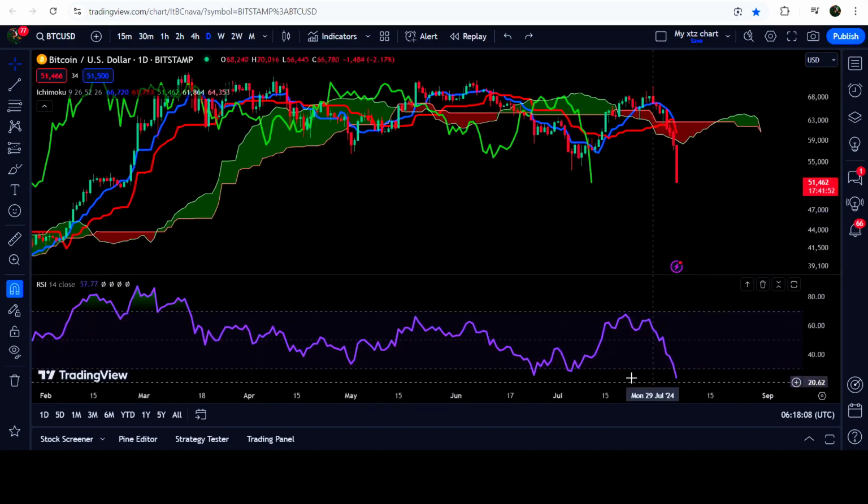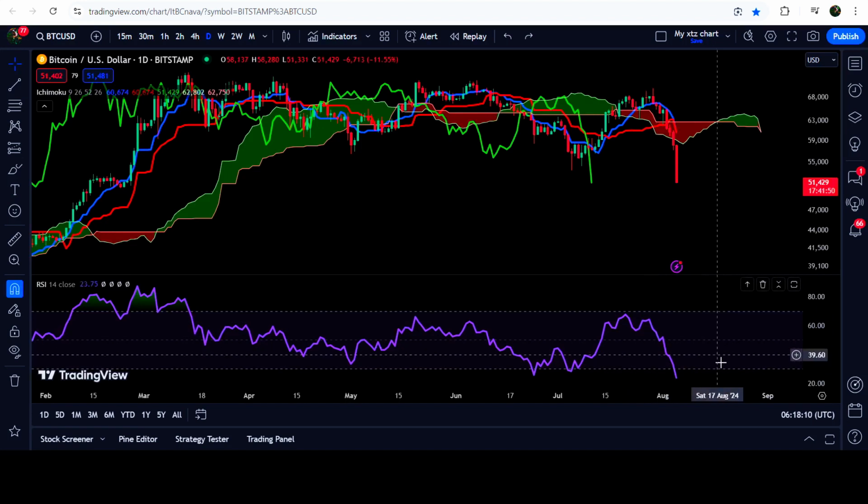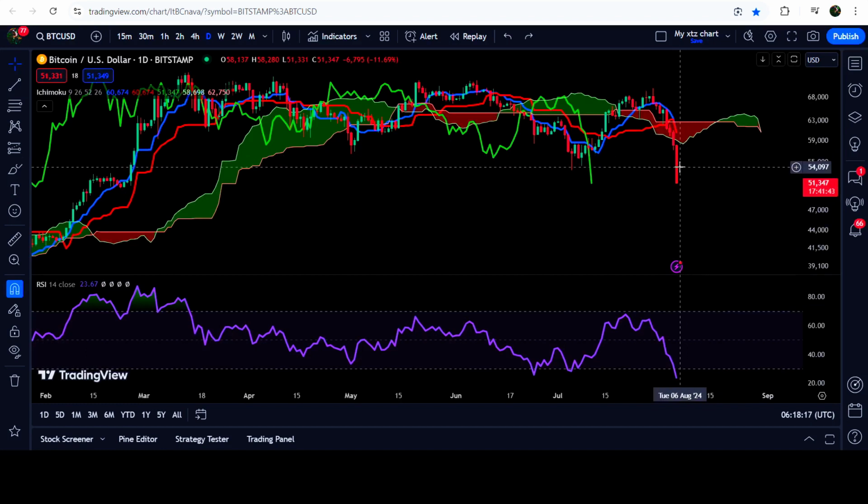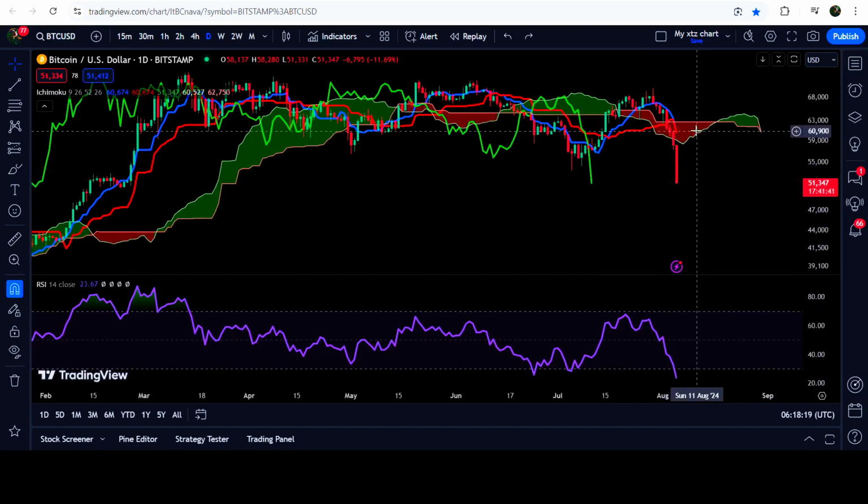However, we can see that RSI is once again entering the oversold zone. Therefore, it can lead the price line to start some correction move to the upside from here. And for example, if the price line starts any correction move to the upside from here, then it can hit the resistance somewhere approximately at $61,000. And over there, we will have again a very strong bearish cloud resistance.